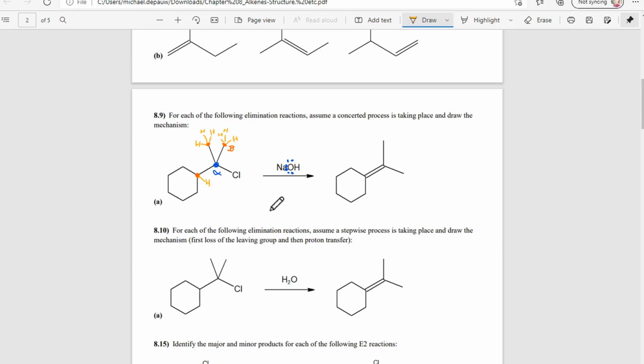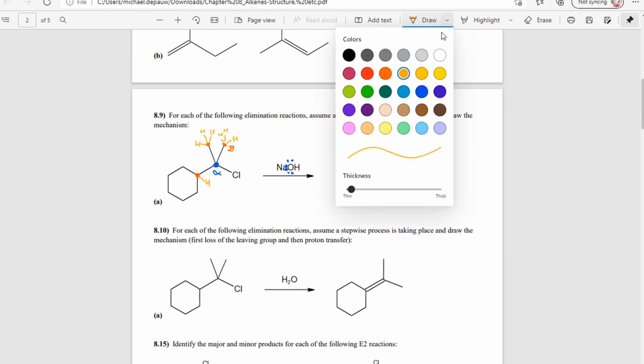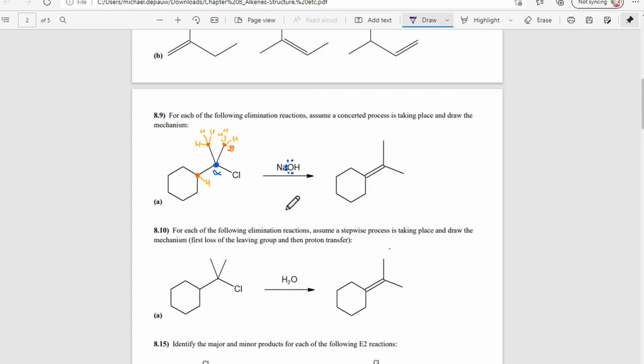So the question is, which one of these will the OH remove? And you can see from the product that it's going to end up being which one? One of the central beta carbons. Yeah, the one down here, right? So this is going to be ripped off by the OH. That's going to form this double bond, which is going to kick out this chlorine. And that gives you this.